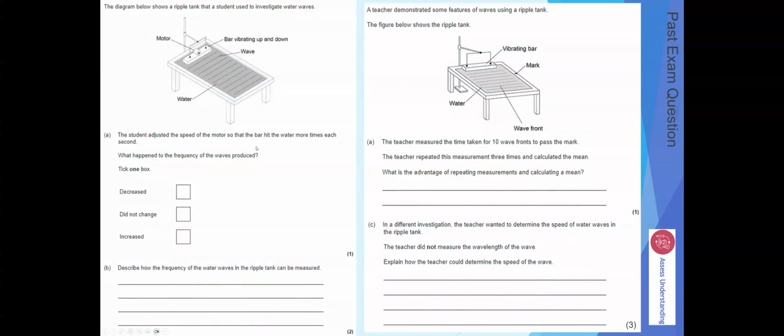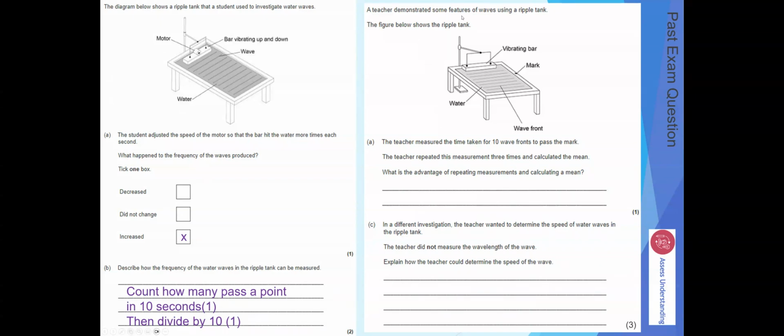Okay. Now here are some past exam questions. The diagram below shows a ripple tank that a student used to investigate water waves. The student adjusted the speed of the motor so that the bar hit the water more times each second. What happens to the frequency of the waves produced? So if it hits more per second, there's going to be more waves produced in a second. So that means the frequency has increased. Describe how the frequency of the water waves in the ripple tank can be measured. So we've done this. We count how many waves pass a point in 10 seconds, then divide it by 10. That's an accurate way of doing it.